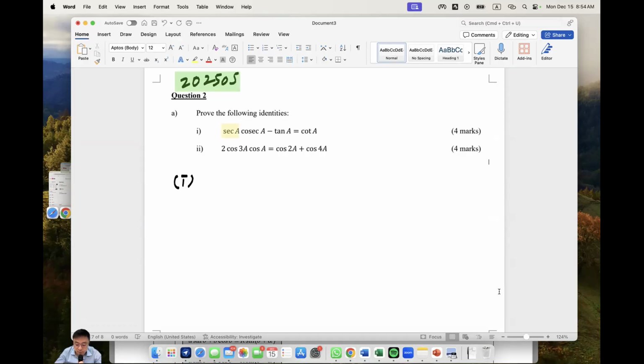Secant, how do we change it? Secant is 1 over cos, isn't it? Right. Okay, how about cosecant? Cosecant is 1 over sine. Am I right? I'm still doing proving. Okay? And how about tangent? The simplest one, tangent. Sine over cos. Correct.